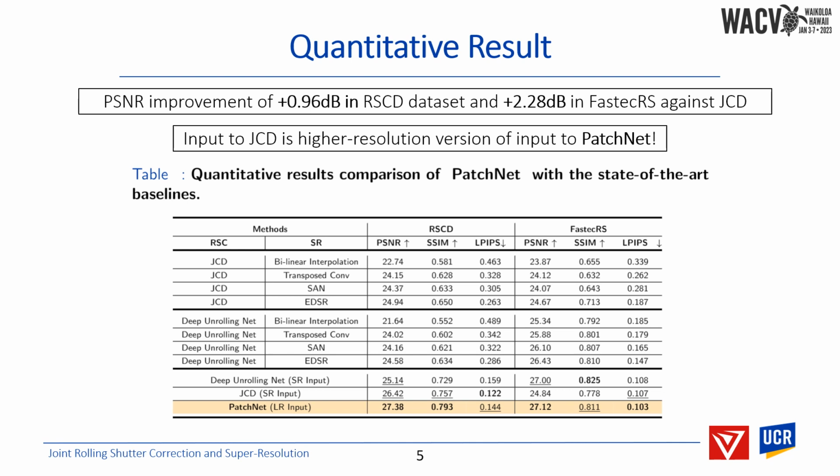As patch attention network is the first work to address the task of joint rolling shutter correction and super resolution, we compare our work with cascade of state-of-the-art rolling shutter correction and super resolution works. We can see that our approach outperforms all the cascade approach. We also compare our work with state-of-the-art rolling shutter correction method where the rolling shutter correction method takes high resolution input. It is interesting to see that PatchNet outperforms this method even when the input to our model is low resolution frames.